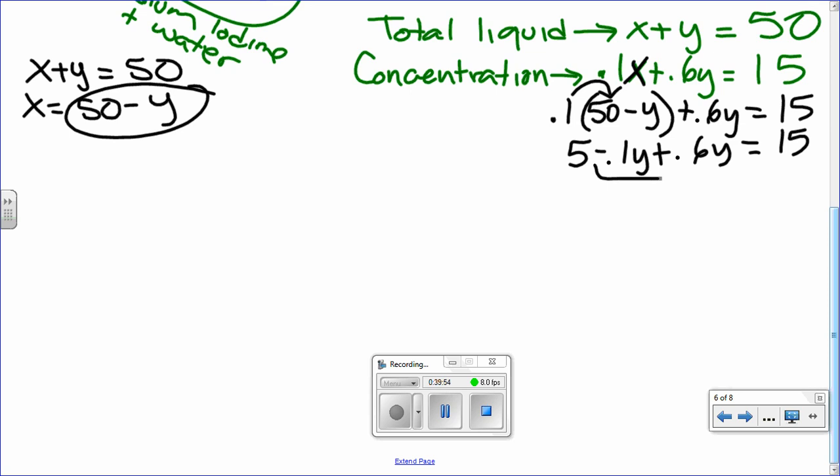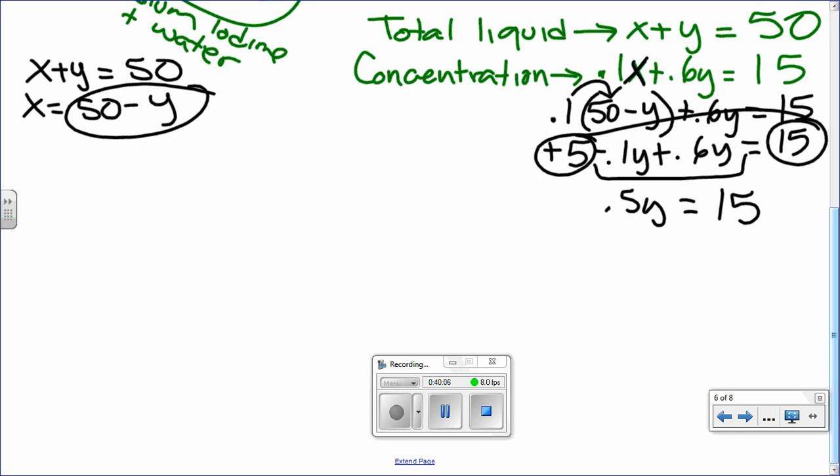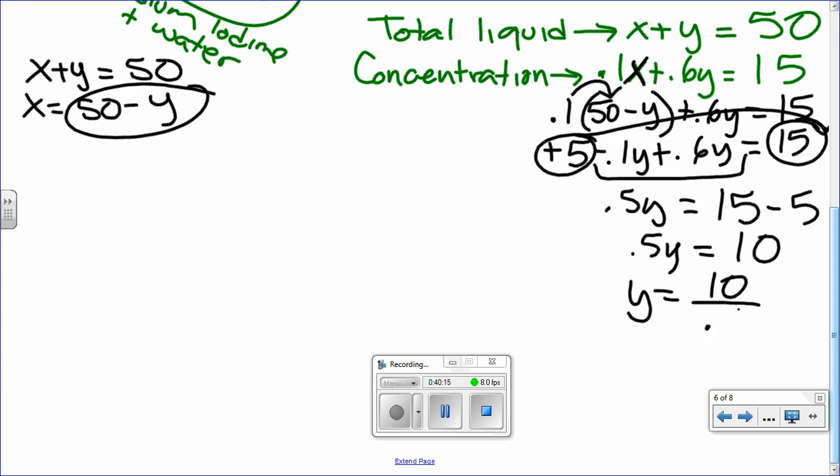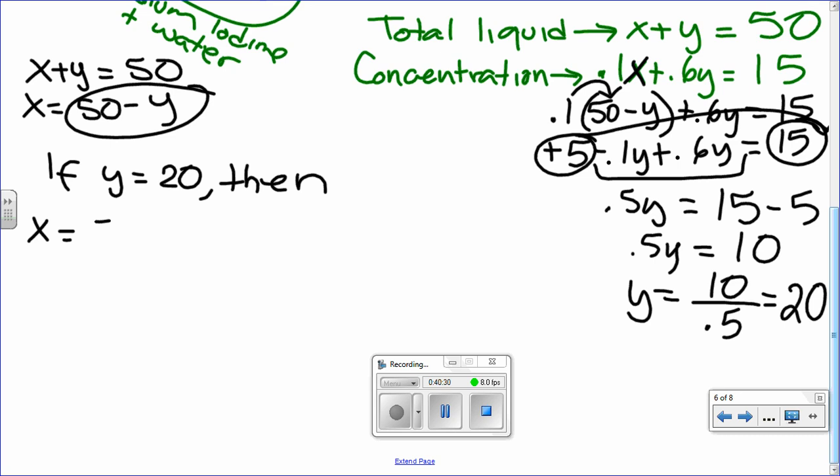I'm going to combine like terms here. 0.6y minus 0.1y is 0.5y. On the right side I have positive 15, and the positive 5, if I take it across, becomes minus 5. So that would be 10 equals 0.5y. Then y is 10 divided by 0.5, which is 20. Now that we have one of the numerical values, if y is equal to 20, then x is 50 minus 20, so x will be 30.